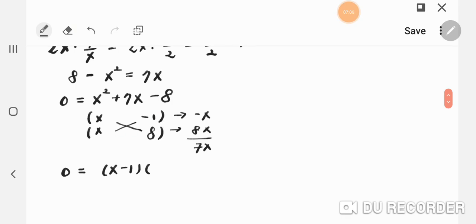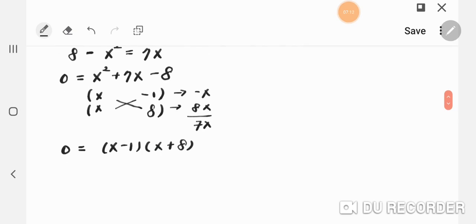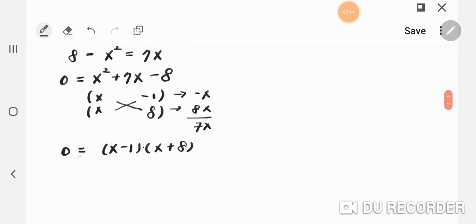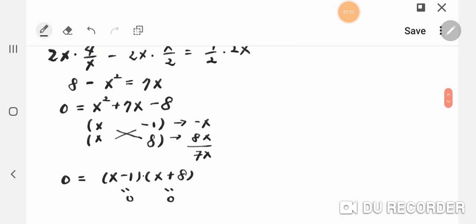The binomial on the first line and the binomial in the second line. Okay, so we have a product. The product is equal to 0. Then using the zero product rule, we will set each factor equal to 0.